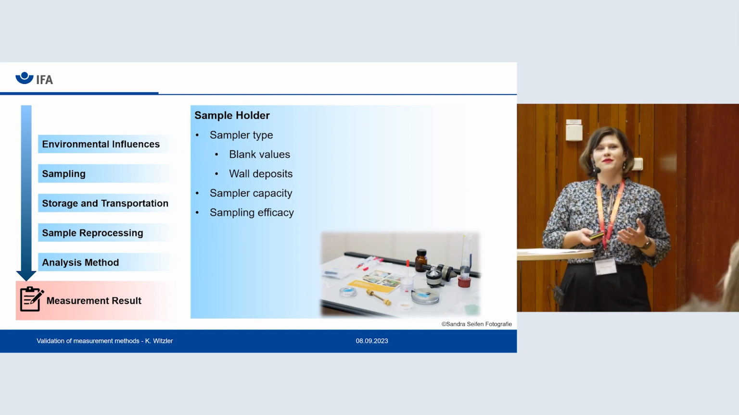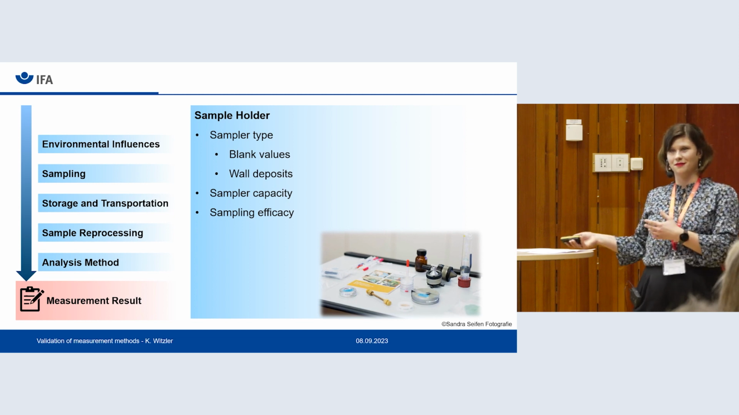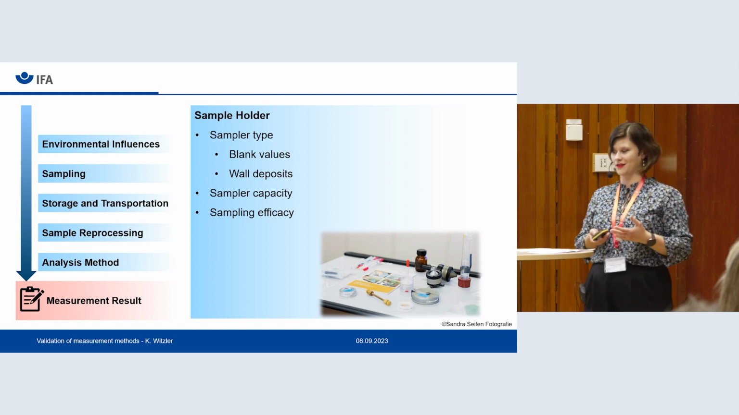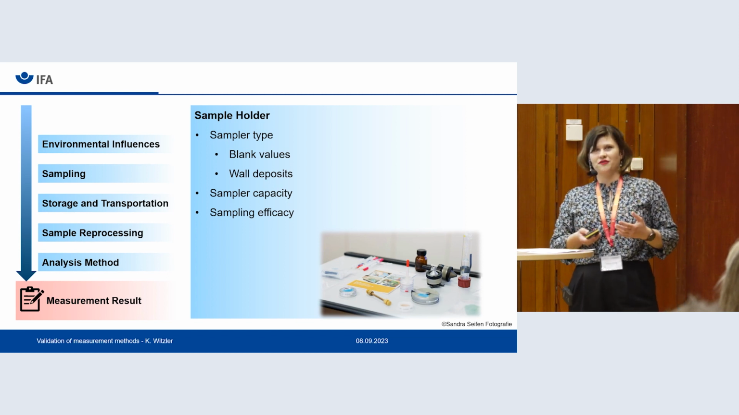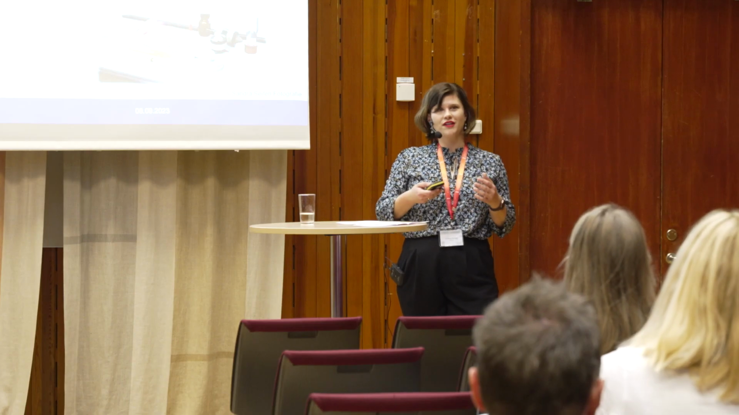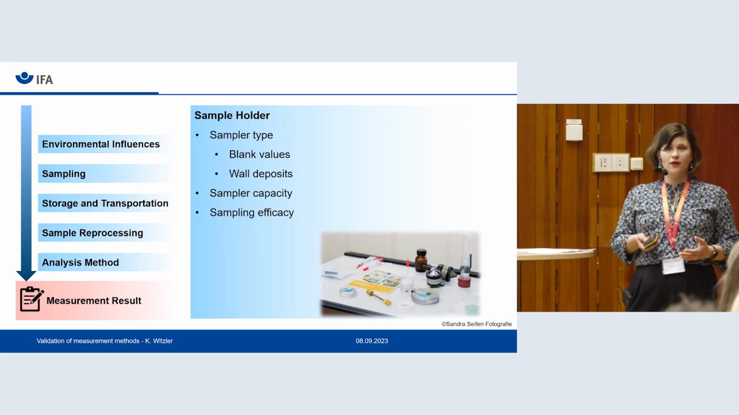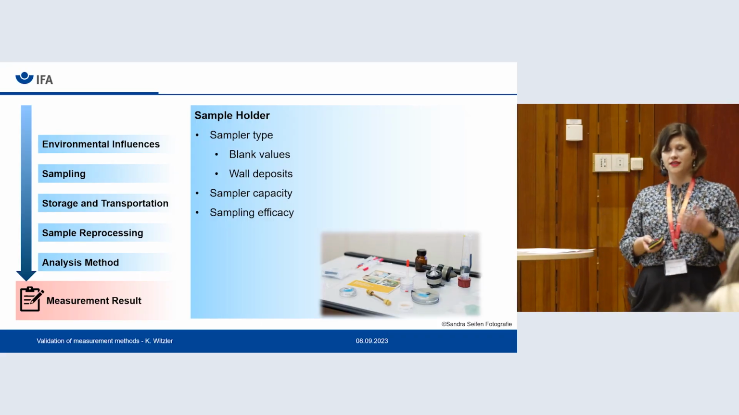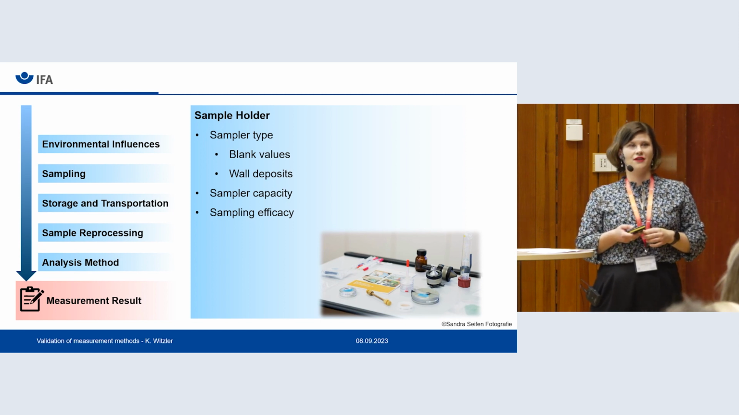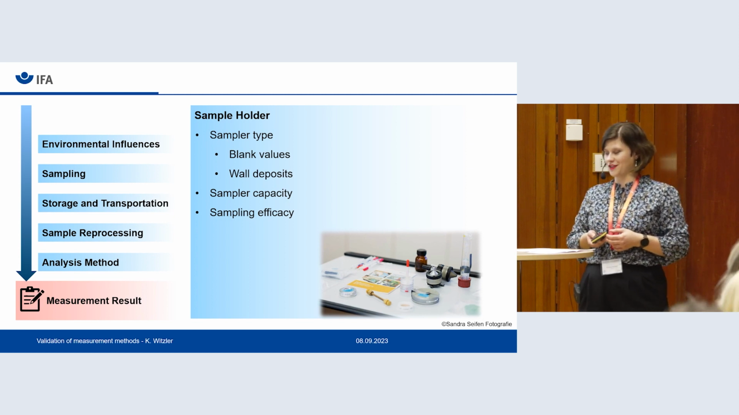So let's follow the sample of the hazardous substances in the air to the laboratory to the measurement result. When we do that, we have to start, of course, with a sample holder. And there are questions regarding the sample type, the sampler type. What is the right kind to use for your application? You have to think about the wall deposits, how to increase the sampling efficacy. And these are all questions that will lead you to the selection of the right sampler for your application.